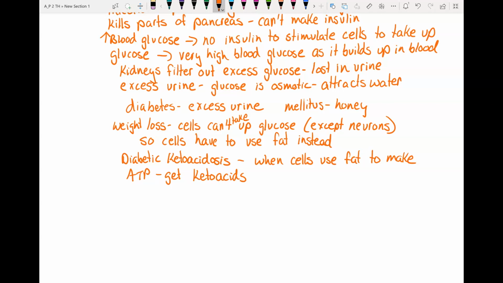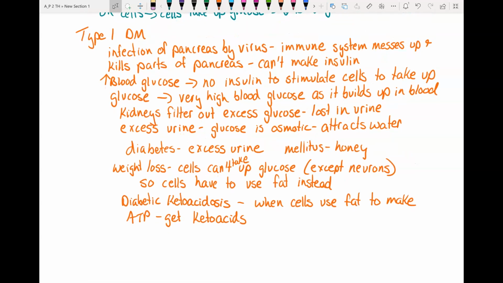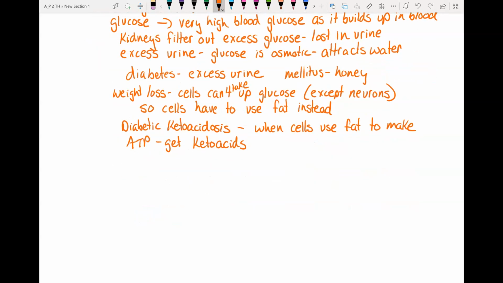So with type 1 diabetes, you get sugar in the urine. That's because their cells can't take up the glucose. It builds up in the blood and then the kidneys filter it out. You get excess urine because the glucose is osmotic. It's pulling more water into the urine with it. You get weight loss because since cells can't use glucose, they use fats instead. And you get ketoacidosis because all that burning of fat produces acids that are dumped into the blood. You also have thirst. Frequent thirst is a sign of diabetes. That's because you're dehydrated from all the water being lost in the urine.